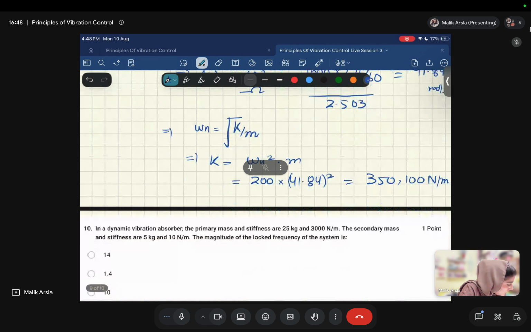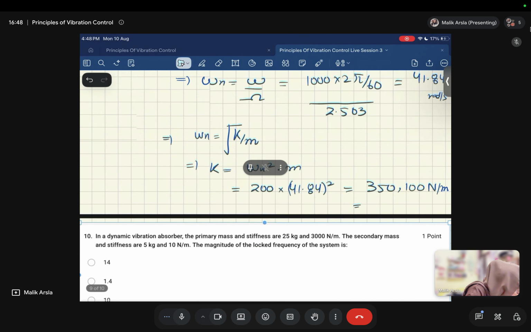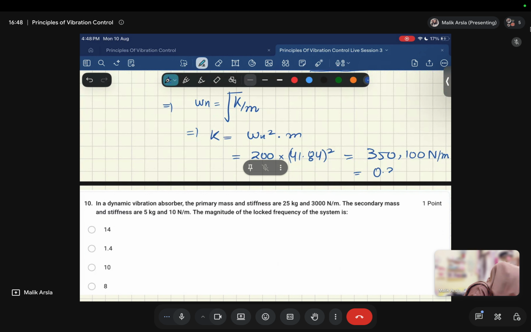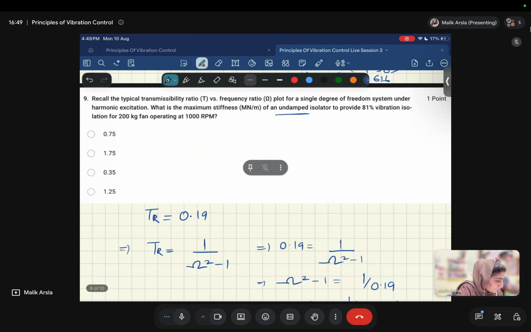Now the options are given in mega Newton, so you can simply convert it by multiplying 10 to the power minus 6. So it will become 0.35 mega Newton per meter. Okay, so this is our required stiffness.